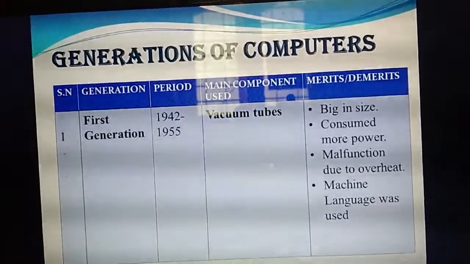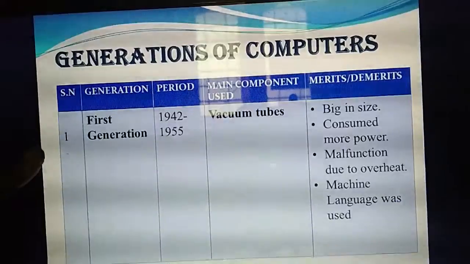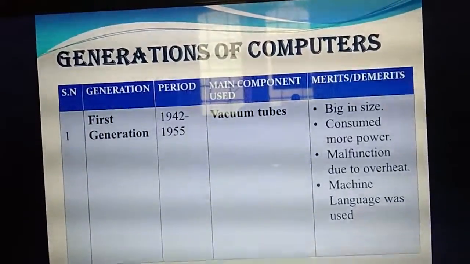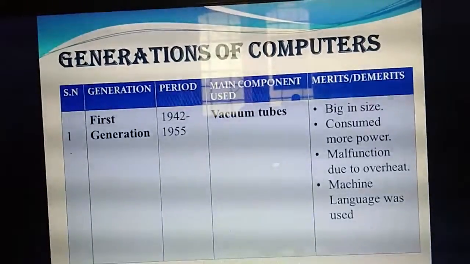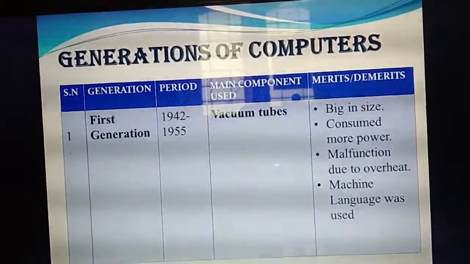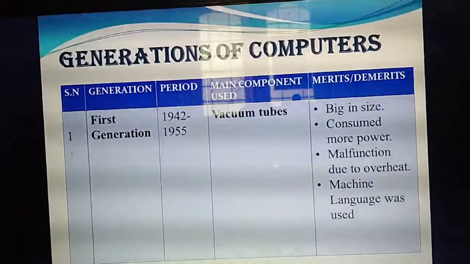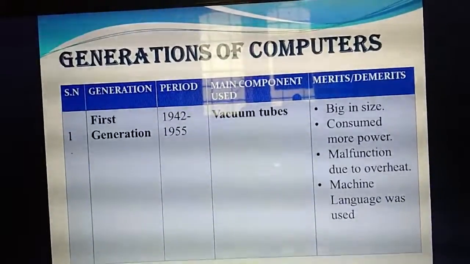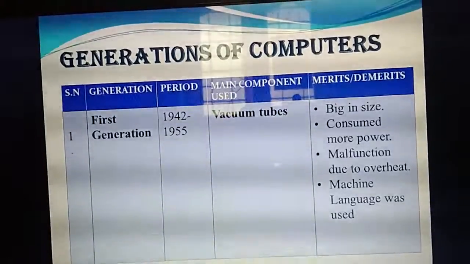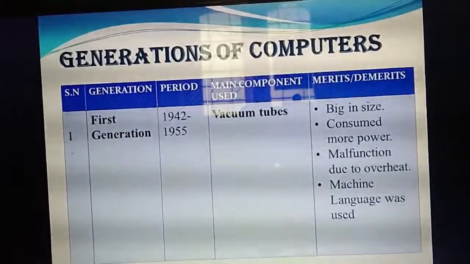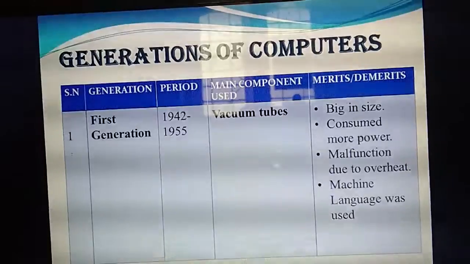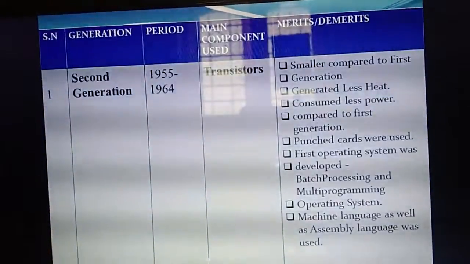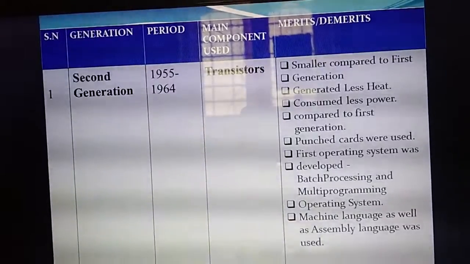Yes. Once again I am explaining, now itself you can study. The first generation: which period did they use? 1942 to 1955. Which component did they use? Vacuum tubes. What disadvantage were they facing? The vacuum tubes are big in size, they consume more power, and if you use them continuously, they malfunction due to overheating. Next, which language did they use? Machine language. Understand? Yes. Next we are going to the second generation.